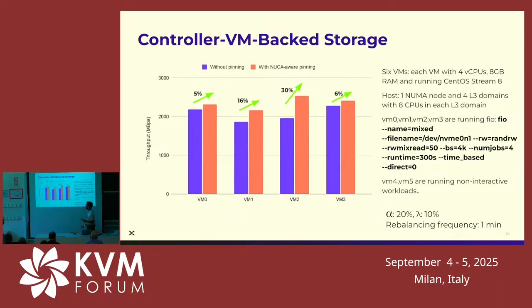Then we tried a Nutanix specific case where certain user VMs are running and their storage is backed by a CVM, controller VM. Here we have 4 VMs running FIO workload. The other 2 are running storage intensive workloads, non-interactive at all. And we can clearly see that even in this case, there's a performance improvement from 5% to 30% in different cases.